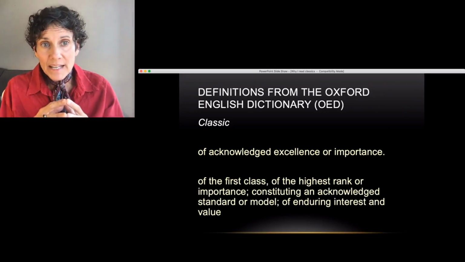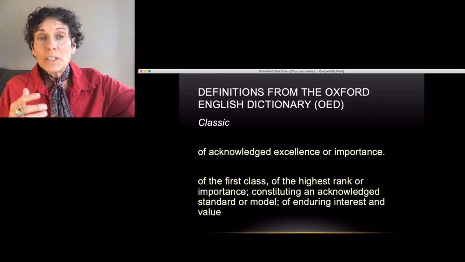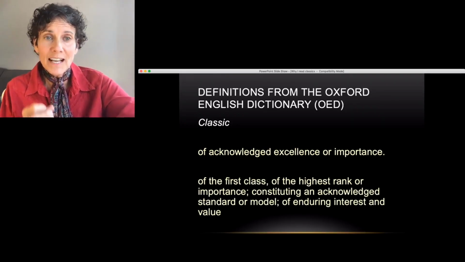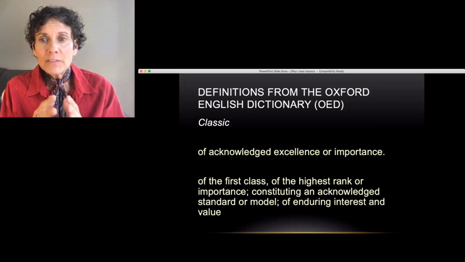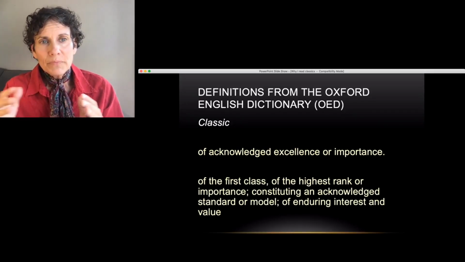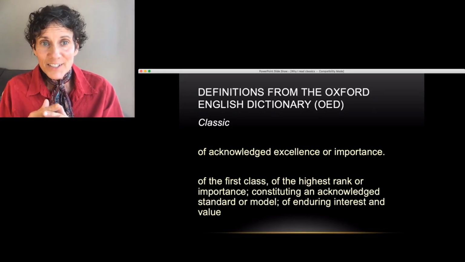So, the highest rank within a discipline, within a field, in terms of importance, constituting acknowledged standards of excellence. You could say, well, what are these standards? It depends on the context, it depends on the case, it depends on the classical literature that you're focusing on in terms of what standards will apply or would need to be adhered to, and of enduring interest and value. What makes works of literature or art of enduring interest? Why would we be interested in something historically? And that's going to relate to its importance and its adherence to the highest standards of quality.